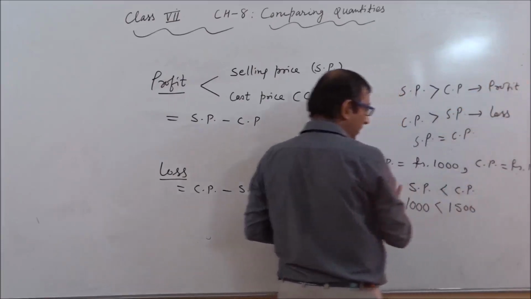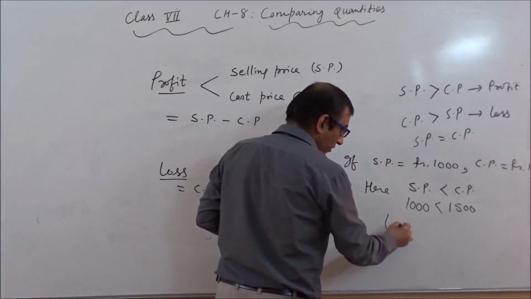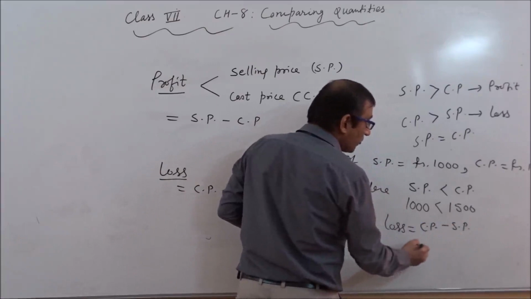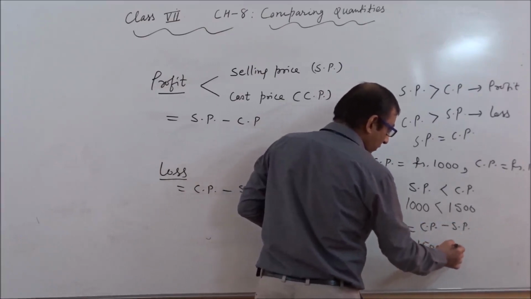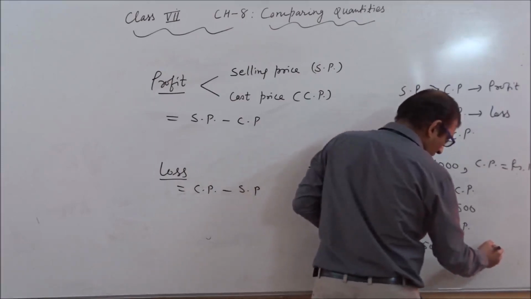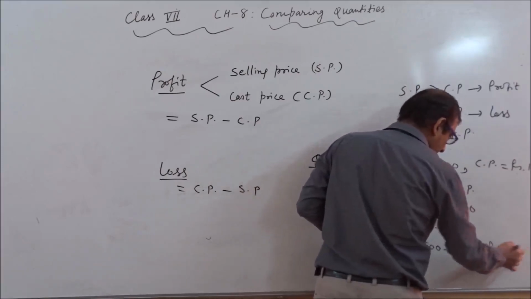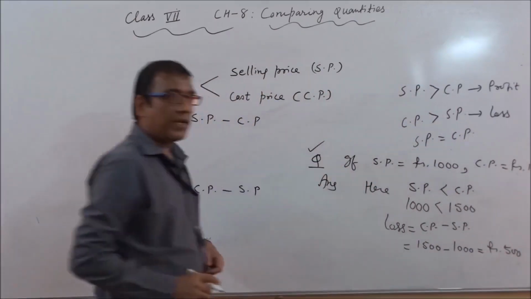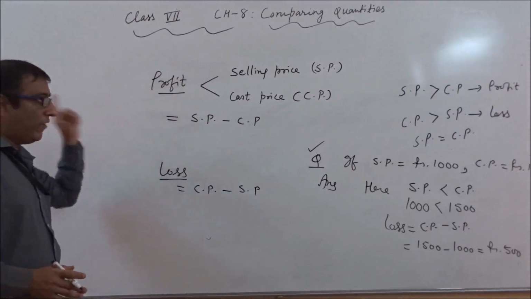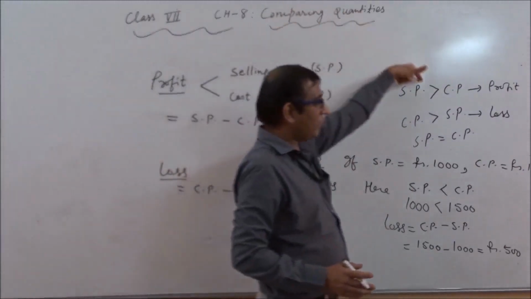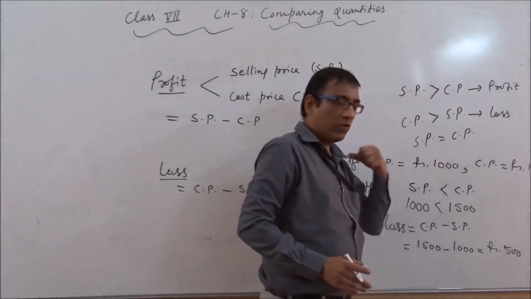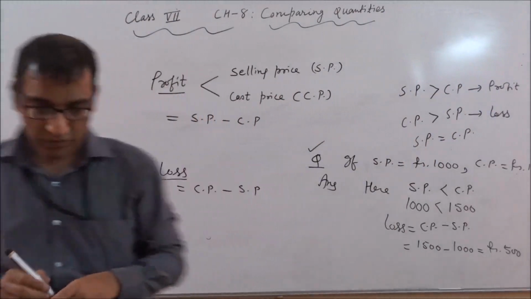So in this case we can say our loss is equivalent to cost price minus selling price. Cost price is 1500 and selling price is 1000. It means we have a loss of rupees 500 for this type of case. So this is the concept related with profit and loss. Whenever the selling price is greater than cost price, we have profit. Vice versa of it, we will get loss. And when both are equal, neither profit nor loss is there.